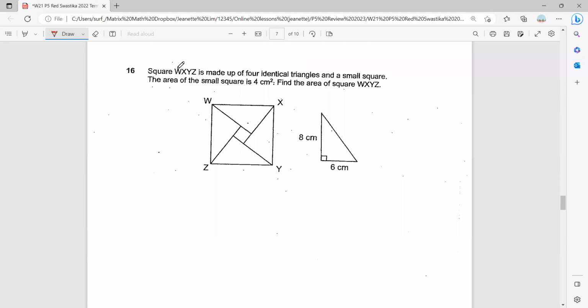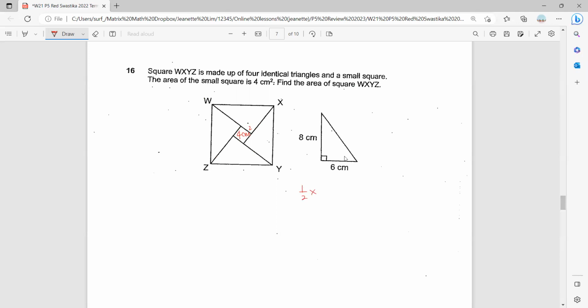Question 16. Square WXYZ is made up of 4 identical triangles and a small square. Area of the small square is 4 square cm. Okay, find the area of the big square, WXYZ. Now to find the area of the big square, what else do you need? We already have the small square, right? We need the 4 triangles. So let's find area of 1 triangle first.